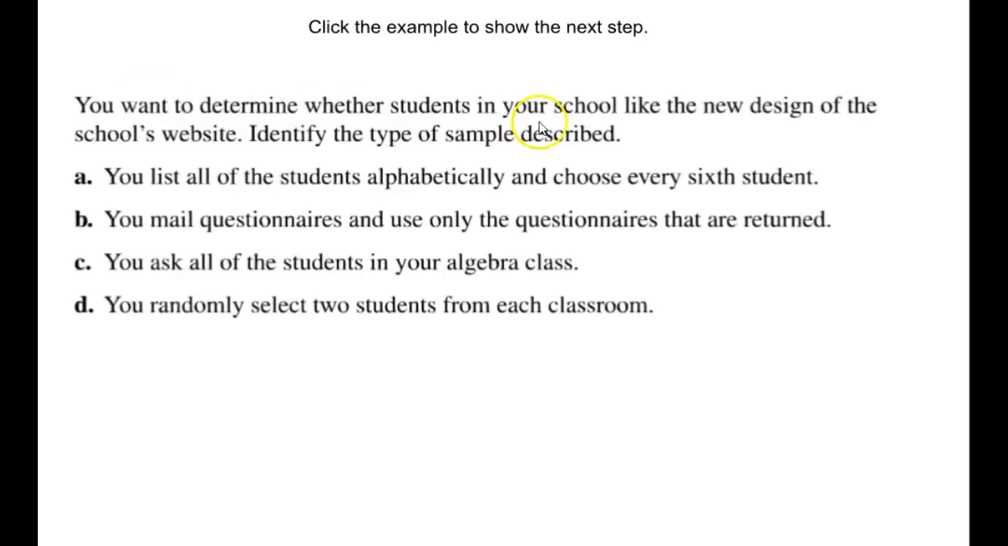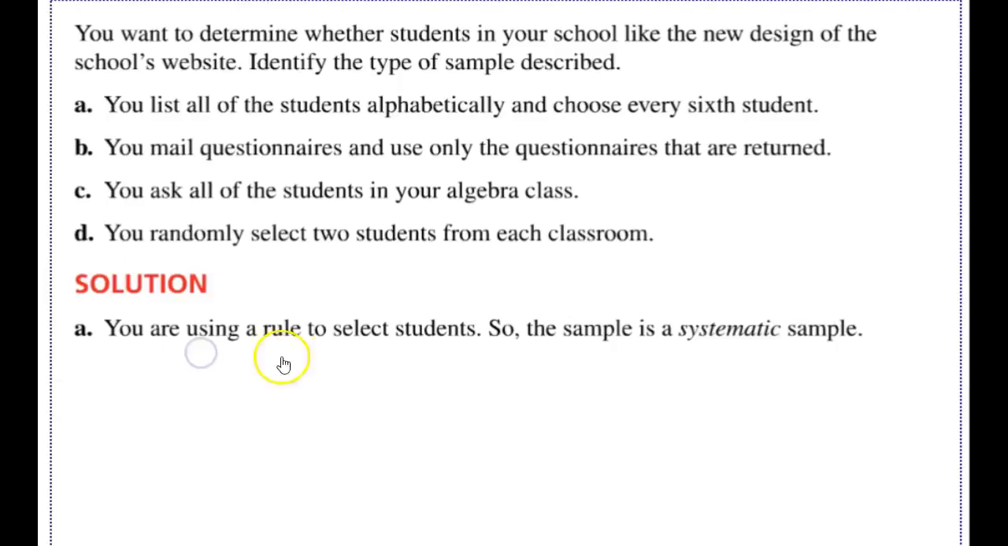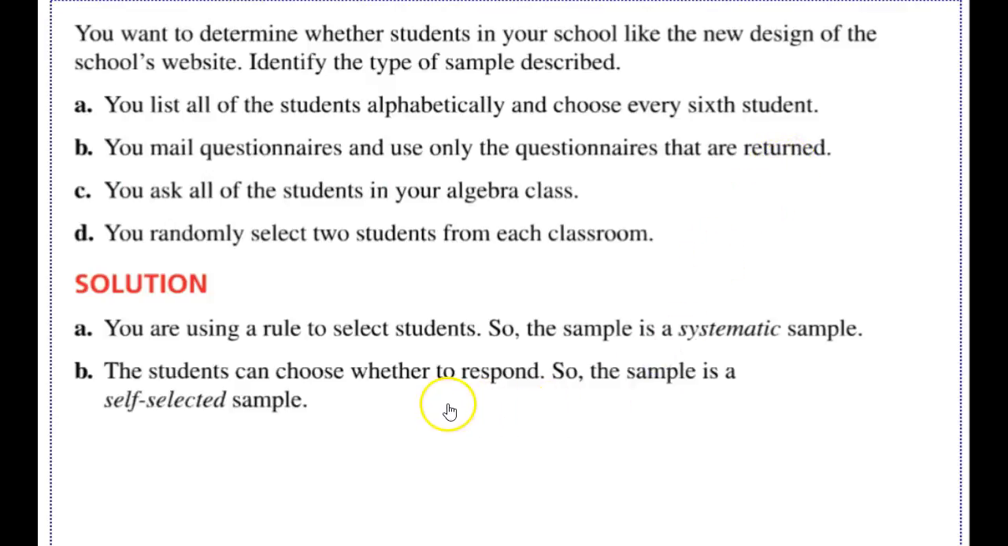So now here's our first example. So I want to determine whether students in my school like the new design of the school's website. So identify the type of sample described. So A, I list all of the students alphabetically and choose every sixth student. So this I see that I'm kind of using a rule on. So this is a systematic sample. So then if I look at B, I mail questionnaires and use only the questionnaires that are returned. So this tells me that those people that my sample had to select themselves into actually responding. So this is a self-selected sample.